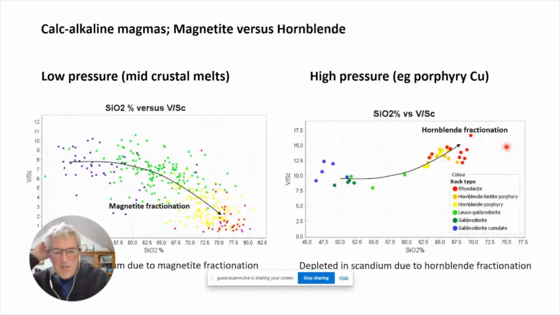Now we'll look at vanadium-scandium ratios. In low pressure magmas, magnetite crystallizes before hornblende, and vanadium loves magnetite. So when magnetite crystallizes, the vanadium-scandium ratio decreases. In a high pressure melt, hornblende crystallizes before magnetite, and hornblende takes up scandium, but not so much vanadium. So the ratio goes the opposite way. Right, so these are the common fractionation indicators we're going to look for in Hugh Smithy's new database of Yilgarn granites.